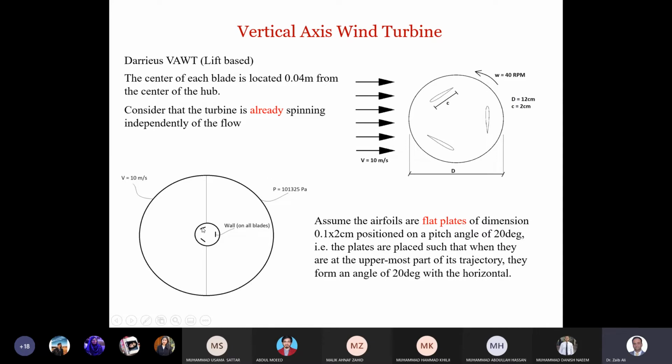Then we will have a domain. So we will have these three blades. We have this inner zone or the hub region, and then this will be our far field. We can have a circular far field, or we can have a rectangular far field. So it's up to you. So at the far field, we have these conditions. So this will be our inlet. That will be our outlet. At the inlet, we have velocity of 10 meters per second, and at the outlet, we can have a far field pressure of 101325 Pascal.